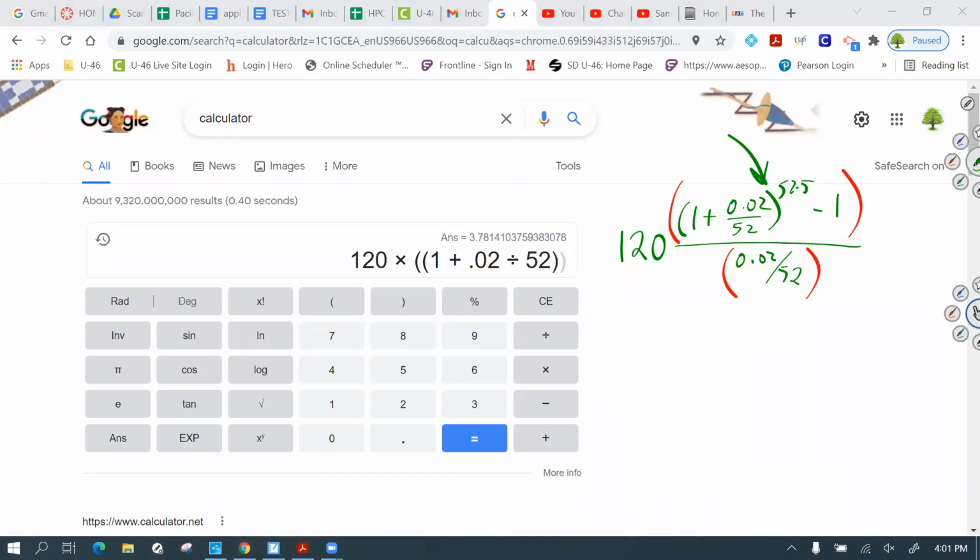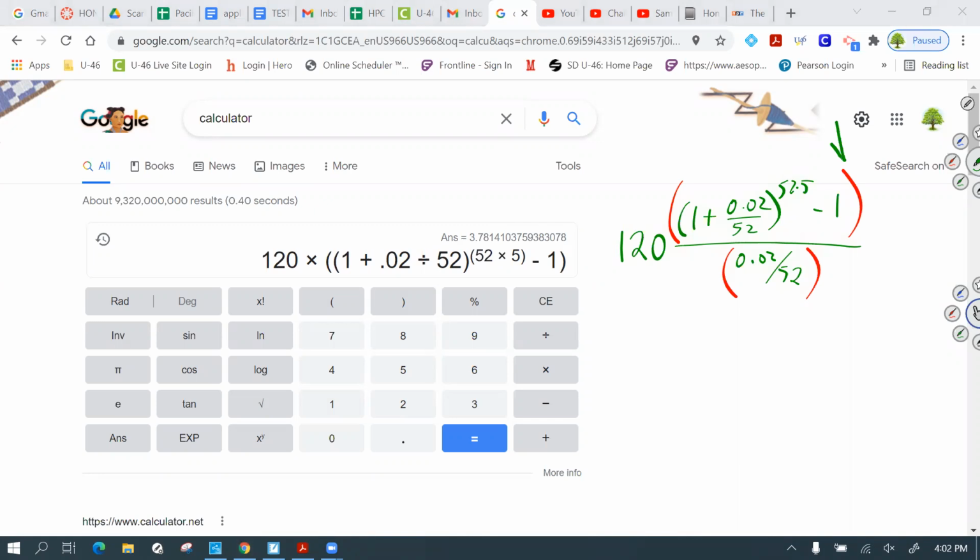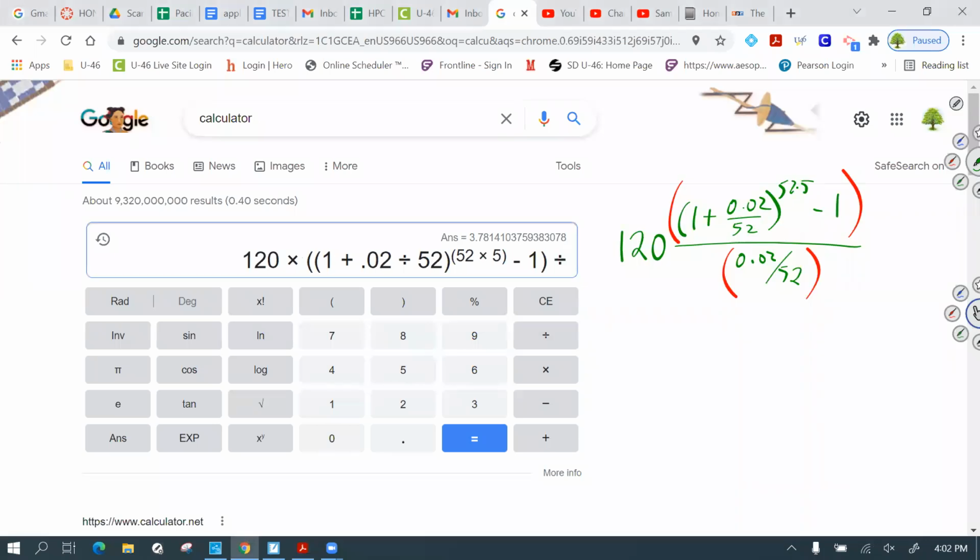I just closed that parentheses, and I need to raise that number to the 52 times 5. So I need parentheses again, unfortunately, to the 52 times 5. And then I minus 1, and then I close the parentheses. And now what's next? You have to divide by parentheses again, 0.02 divided by 52. Whew. And what do I discover?